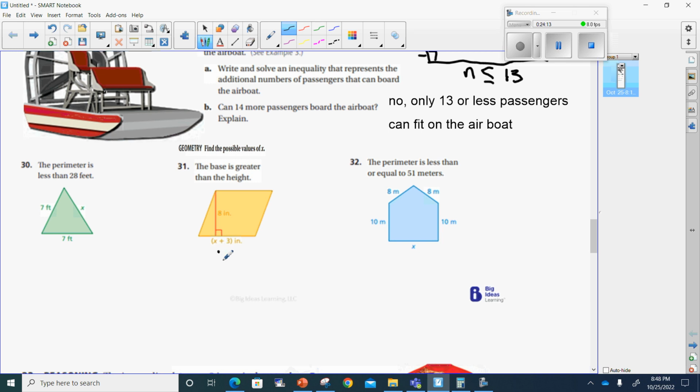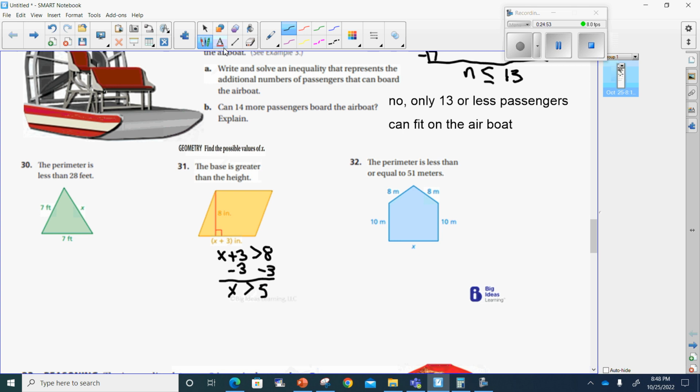So the base is x plus 3. It has to be greater than, not greater than or equal to, but greater than 8. Now it wants us to find the possible values of x. So I'm going to have to solve this. I'll subtract 3 so I can get x by itself. X comes down, 3 minus 3 is 0. And x is going to be 8 minus 3, which is 5. x has to be bigger than 5.